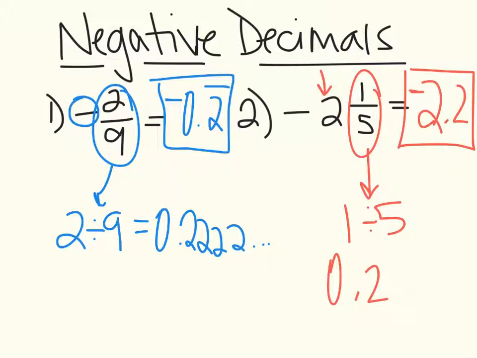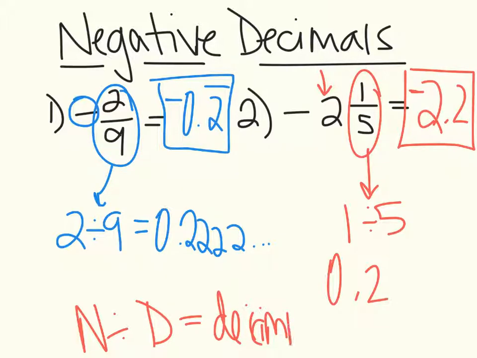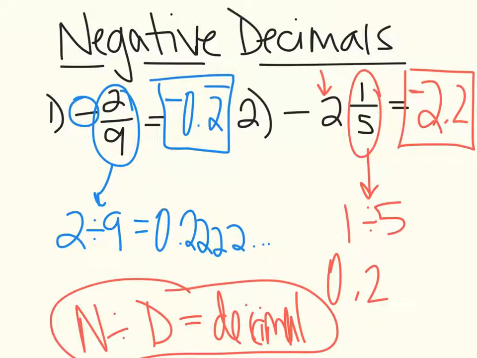So once again, whenever you are changing fractions to decimals, you want to use the idea of dividing, and you want to take the numerator divided by the denominator, and that will get you your decimal answer. Okay, so numerator divided by denominator will get you your decimal.